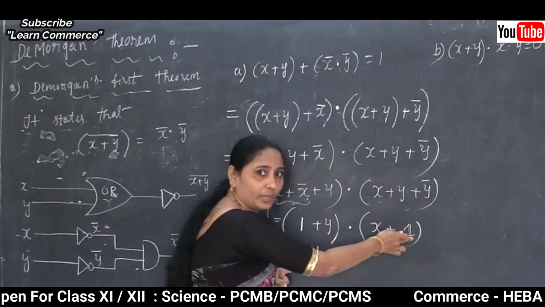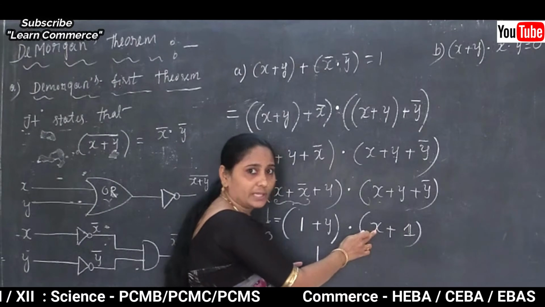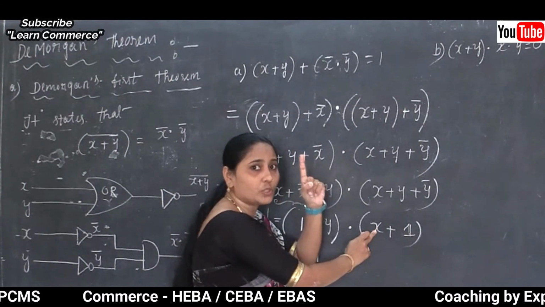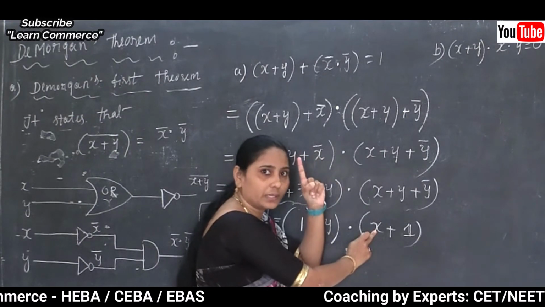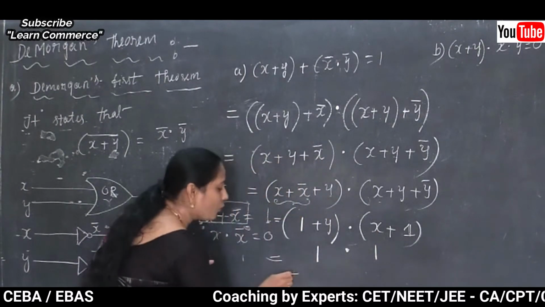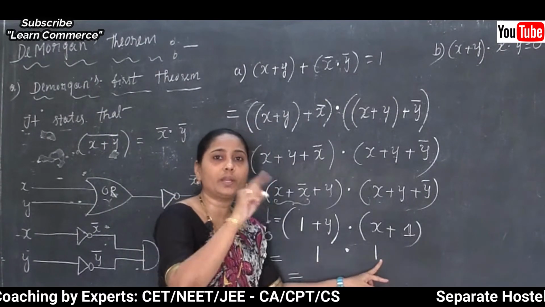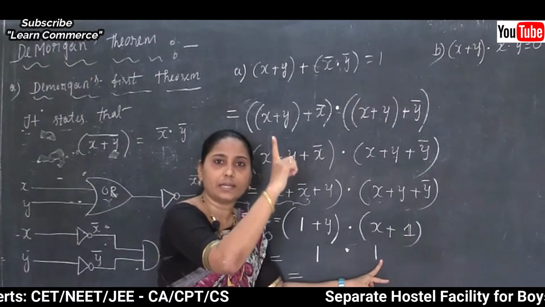That means here we can say that maybe the x value is 0. 0 plus 1, the result is 1. Maybe the x value is equal to 1. 1 plus 1, the result is 1 only. So now finally we can say that when you multiply 1 and 1, 1 into 1, the result is 1 only.